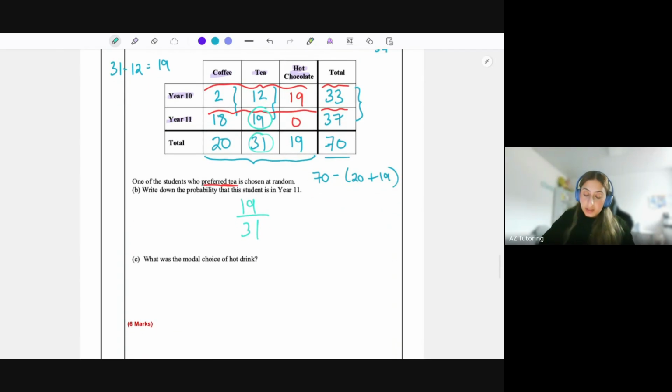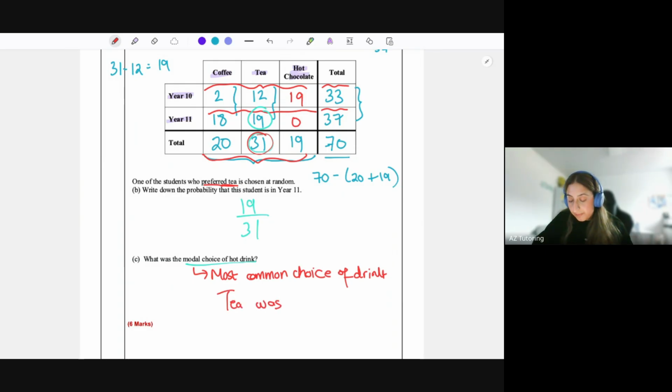The last question is, what is the modal choice of drink? Modal just means most common choice of drink. So we are going to be looking at these fields here because that's where the drinks are. There's coffee, there's tea, and there's hot chocolate. So we're looking at which one was the most common. The most common was tea because tea has 31 students. Tea was the mode.